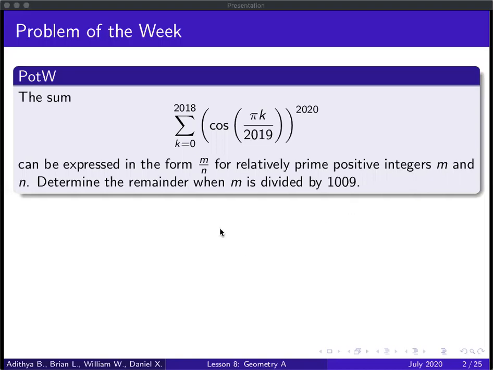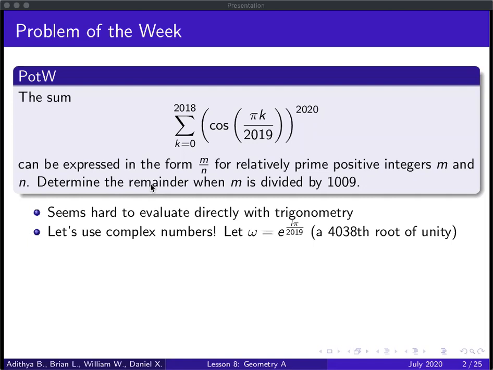Yeah, so probably the first thing to notice is that this question doesn't seem doable with only trigonometry because we're raising cosines to really large powers that probably won't work very well. So what we're going to do instead is, as some people have mentioned in chat, we're going to try using complex numbers. So let omega be equal to e to the i pi over 2019, which is a 4038th root of unity.